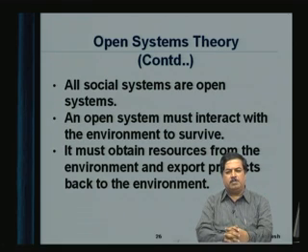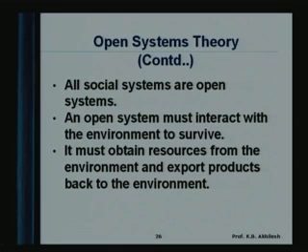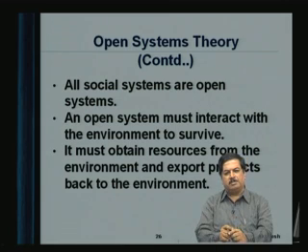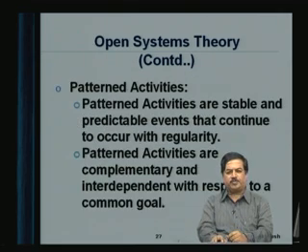So, an open system must interact with the environment to survive. That means it must obtain resources from the environment, and it must export products and services back to the environment. So, whatever happens in the organization is a simple function of the kind of changes happening at the larger system or the societal system.